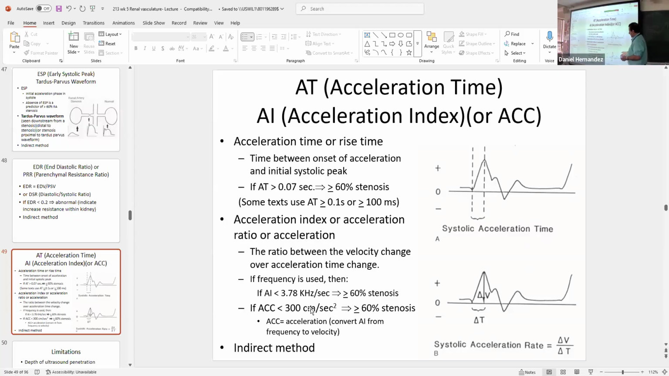The acceleration index is going to be less than 300 centimeters per second squared. Then this indicates a greater than 60% stenosis. So long acceleration times and then a shorter acceleration index.